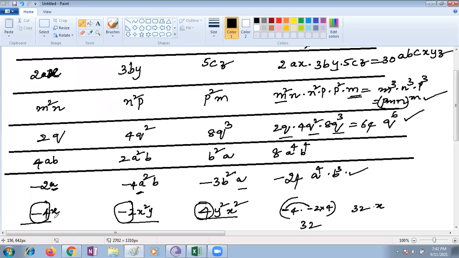Next, coming to the x part. How many times x? First x power 1, then second x square, in the third expression x cube. If you combine all these together, what will you get? X to the power 6. Very good. Next, same way go with the y coefficient.